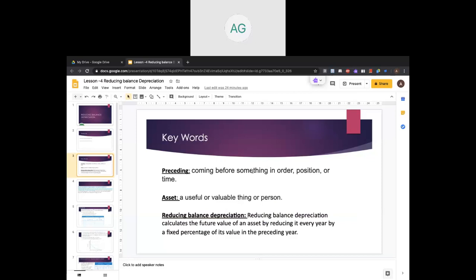Reducing balance depreciation is different from the flat rate in that it calculates the future value of an asset by reducing it every year by a fixed percentage of its value in the preceding years. So we calculate it not by deducting a fixed value every year, but a percentage of a value every year. It will make more sense when we do the example.